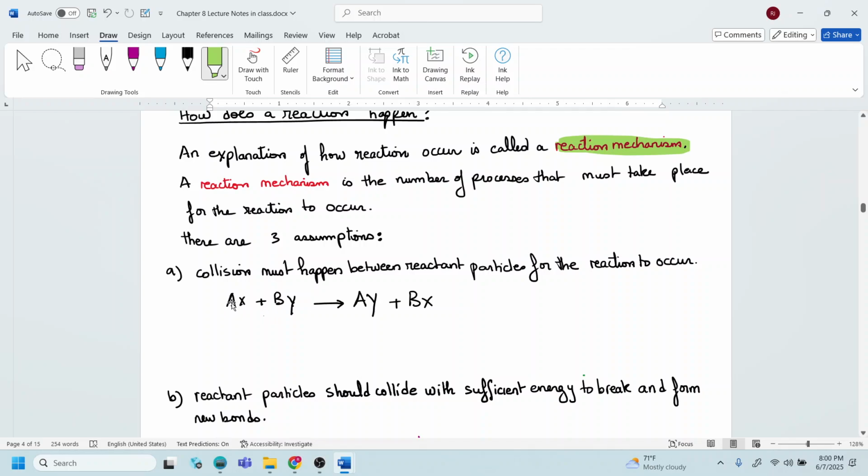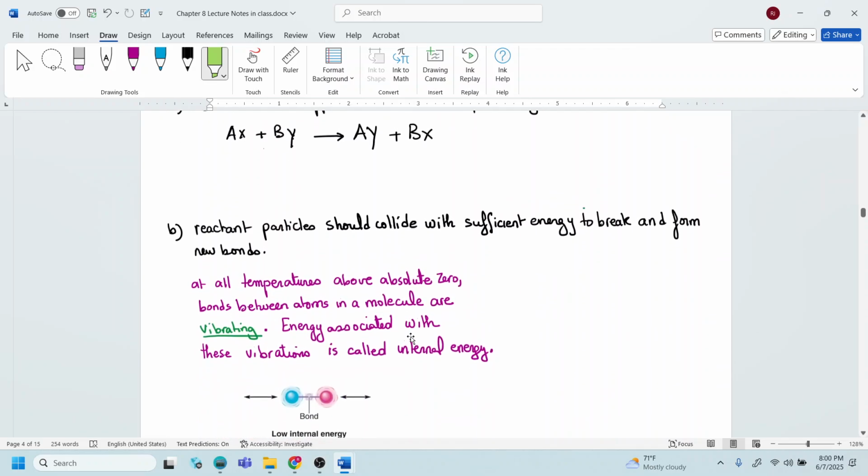You can see here that I'm breaking the bond between A and X, and I'm breaking the bond between B and Y. And then A and Y are now being formed. So this is a new bond that is formed. Bonds are broken, bonds are formed. And then a new bond between B and X is going to form.